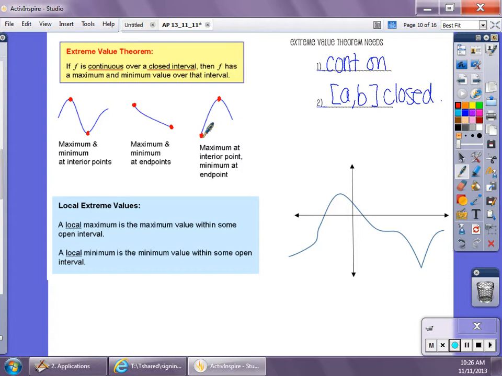So local maximum is a maximum within some open interval. So local is not the same as absolute. A local means as long as it's the maximum or the minimum in that little neighborhood. So in bright green, this guy is a local minimum because it's the lowest point for that part of the graph. And then this guy right here is a local maximum because it's the highest point for that part of the graph. And then same thing here. That's a local minimum because that's the lowest point for that part of the graph. So when we start looking at graphs, we're going to start talking about derivatives.